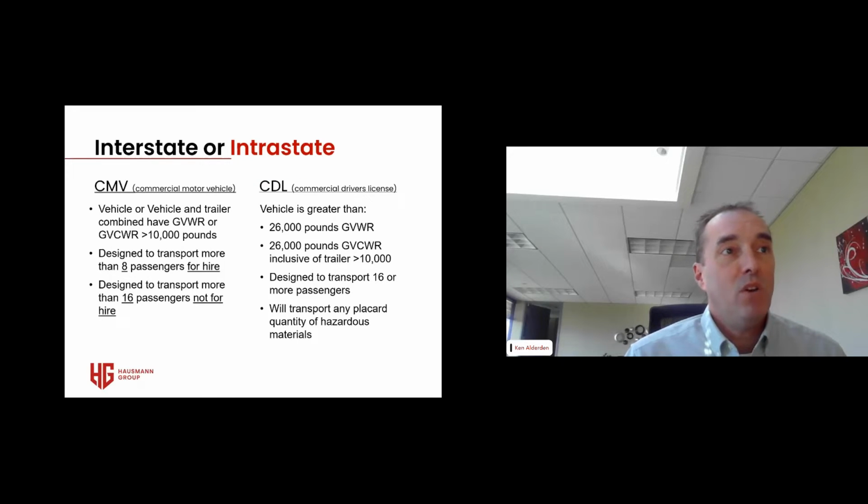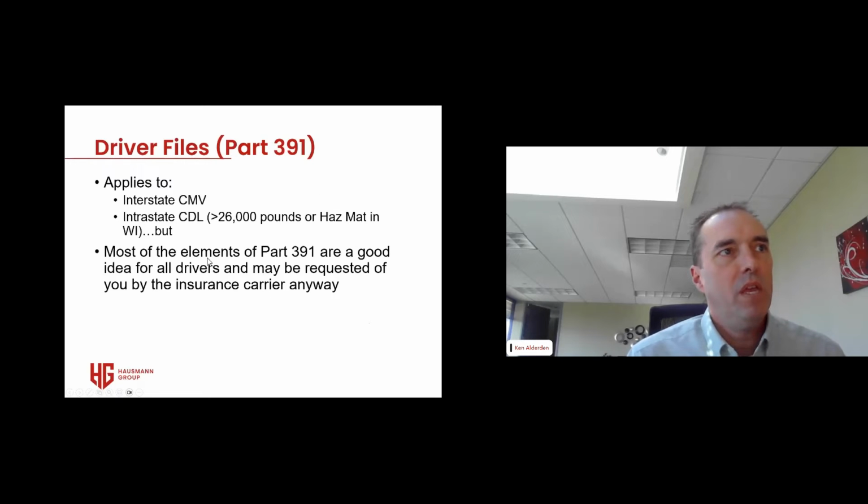Two big vehicle weights. Again, a CDL weight is over 26,000 pounds. CMV or commercial motor vehicle weight is over 10,000 pounds. So you'll hear me again talk about those 2 weights today as we talk about driver files and when some of these things are required. There's also some passenger requirements. Again, we'll focus on the weights here today. We spent more time on this in the 101 session, so I won't go into all those other regulations.